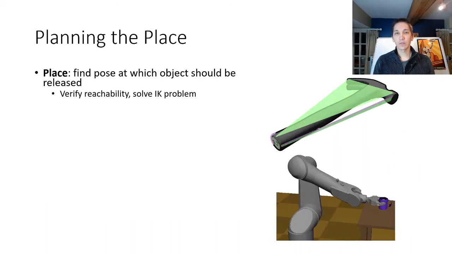So now let's look at the placing part of pick and place. The first step is to find a position for the object to be placed in and released. So here we'll want to verify that the object will be stable if we care about keeping it stable. If we're just dropping it in a bin, then it doesn't really matter, we just put it somewhere and let it go. In this case, we'll have to verify the reachability of the pose that we've chosen, which involves solving an IK problem, performing collision detection, etc.